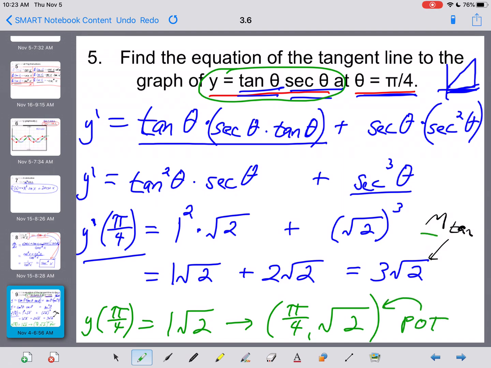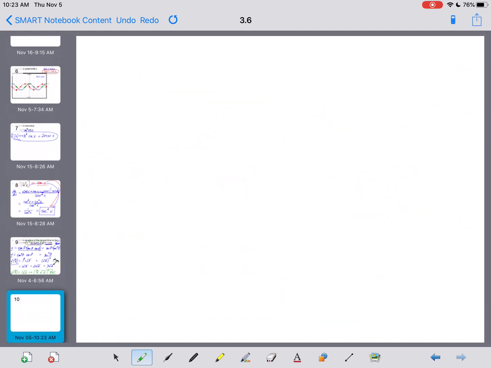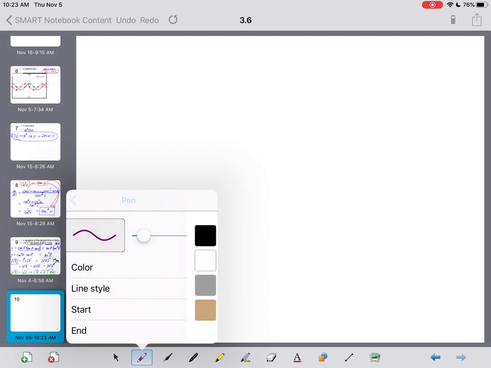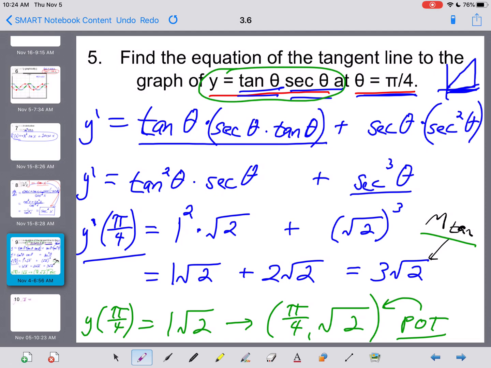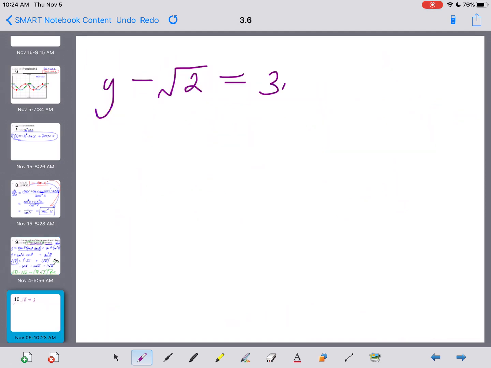And now that we know slope of the tangent and point of tangency, I'm going to start a new page here, guys, and now we're going to go directly into point slope form. So that is going to be y minus our y-coordinate, which was root 2, is equal to our slope, which was 3 root 2, glad I looked because I was about to write 2 root 2, times x minus the x-coordinate here, which is going to be pi over 4. So there's the equation, everybody, in point slope form.